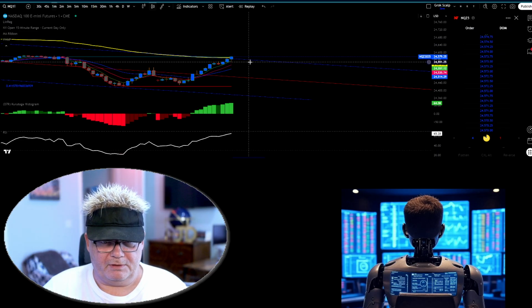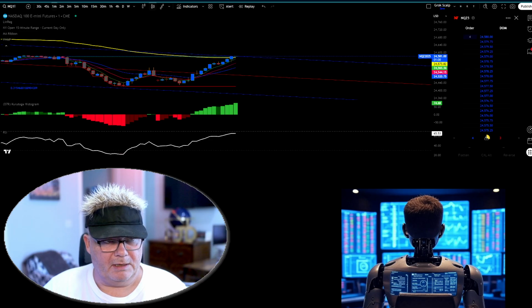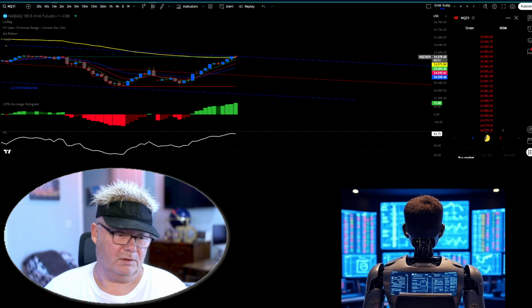Right now, we're trying to see the VWAP and the high. Here we go. We might take a trade right here. I like it. Wait 1 second. 1 second.